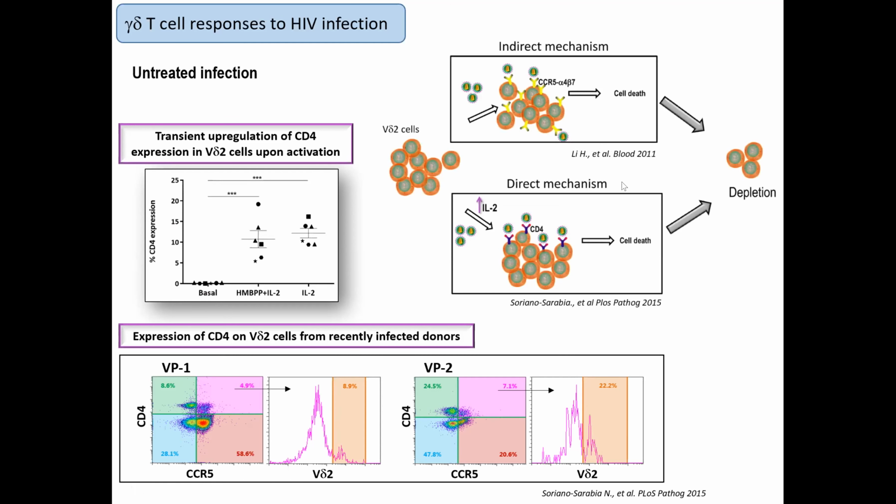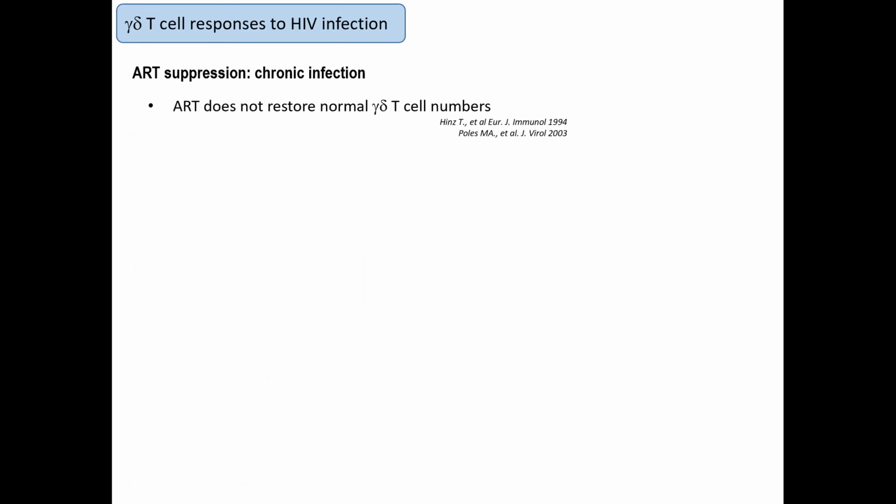So adding to this indirect mechanism, we then added this direct mechanism that was responsible for the profound depletion of VD2 T cells through a direct infection of the cells. So this is an untreated infection.